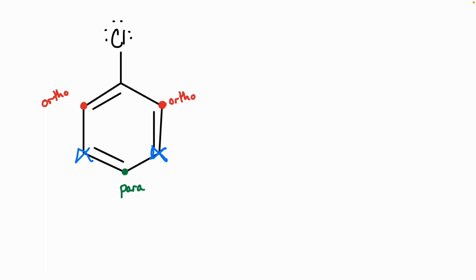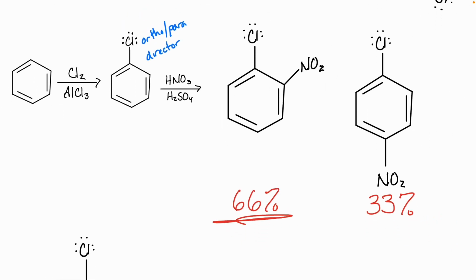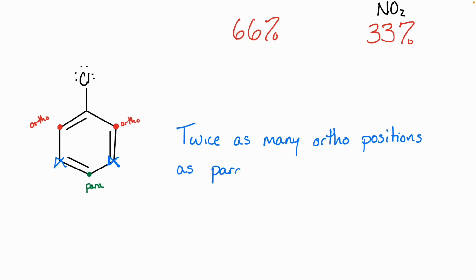How many ortho positions do we have? 2. And how many para positions do we have? Just 1. So it's just kind of a numbers game, right? If you got nitro groups being attached randomly here, there's twice as much of a chance of being attached to the ortho as to the para. Okay? All right, so why do we see the distribution that we do? We have twice as many ortho positions as para positions.